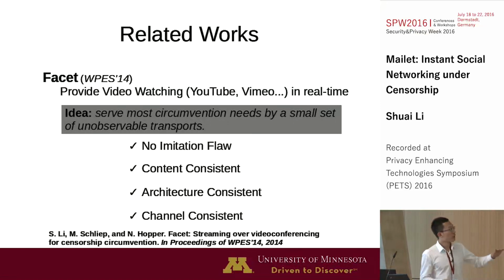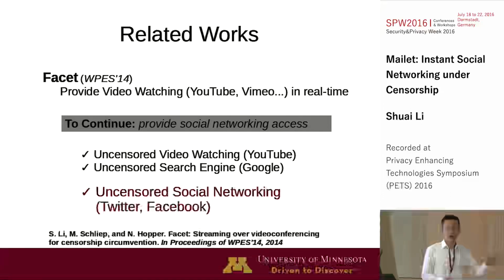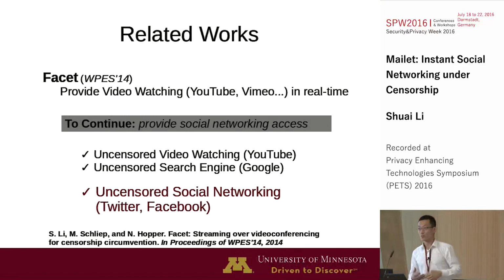The basic idea of Facet is to try to serve most circumvention needs by a small set of unobservable transports. It is reported that there are three categories of needs. The first is uncensored video watching, the second is uncensored search engine, and the third is social networking. So we continue our work and make the next important step, trying to provide social networking to the user.